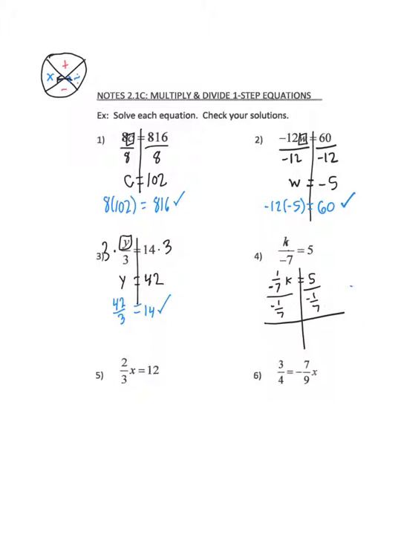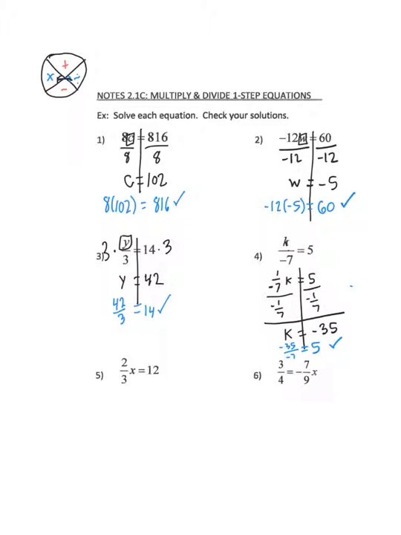When I do that, negative 1/7 divided by negative 1/7 is 1, so I'm left with k. And then 5 divided by negative 1/7 gives me negative 35. So when I check, I plug that back in, negative 35 divided by negative 7, that does give me 5. So either way you want to solve those fraction problems works.